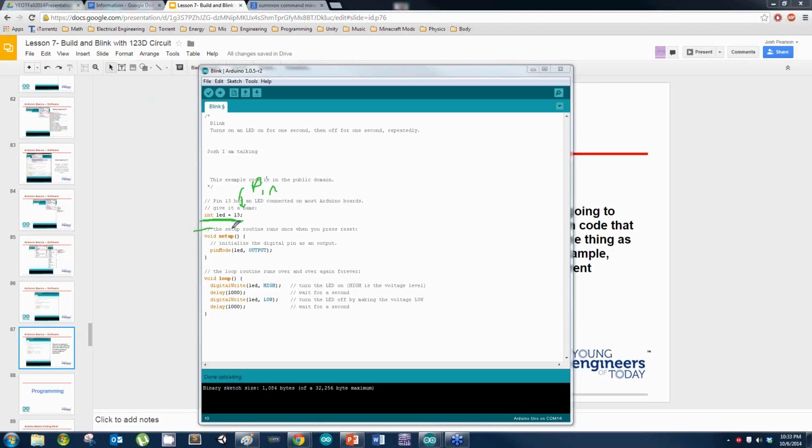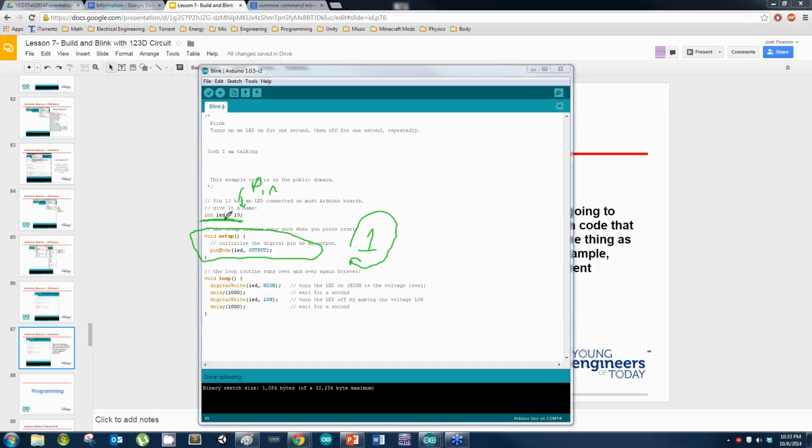The void setup part. Void setup is exactly what it sounds like. It sets up the code. It labels whatever pins I want as outputs or inputs. I can initialize variables. I can start up libraries, which we'll cover later. I can do all kinds of things. The important thing about void setup is that it only runs one time. So once the Arduino kicks on, void setup only runs one time.